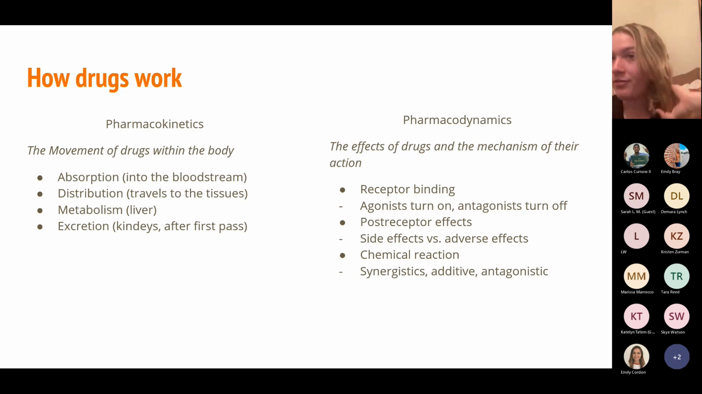When we're talking about post-receptor effects, this is what happens after that receptor's been turned on. Those are our side effects or our adverse effects. Side effects are normal expected findings: your headache, dizziness, nausea, etc. Adverse effects are something we really need to pay attention to because that's not normal. Side effects are pretty normal expected findings, in the sense of maximum benefit, minimal harm. Adverse effects would be things like steatosis, anaphylaxis, angioedema, etc.